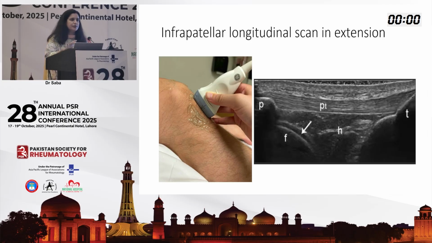And make sure that when you are looking for enthesitis, you use the color Doppler signals, and you do not apply a lot of pressure because you might be completely obliterating any signals coming in.